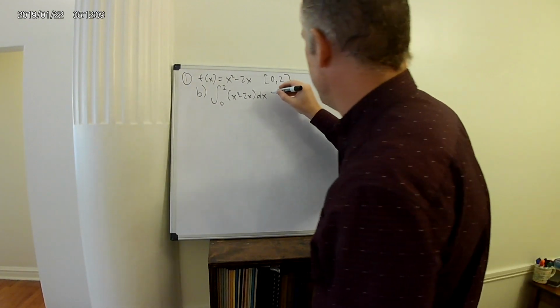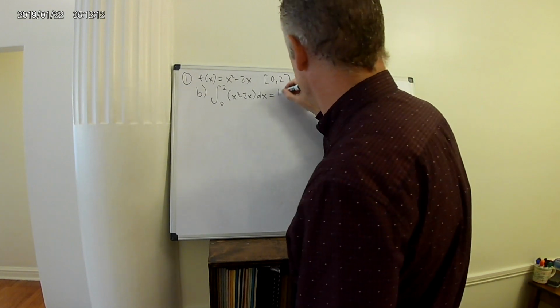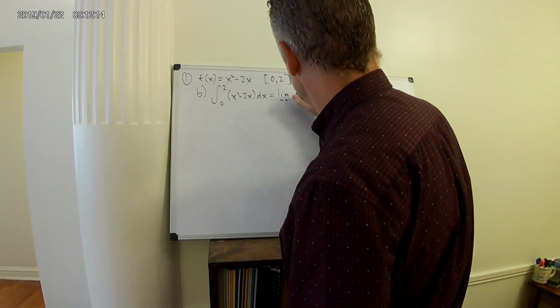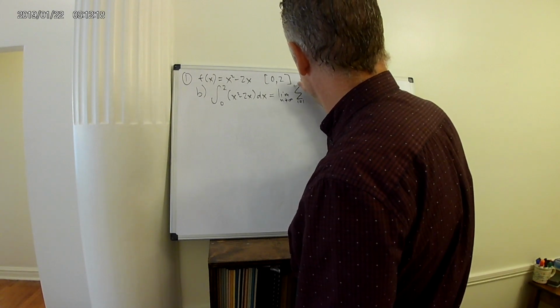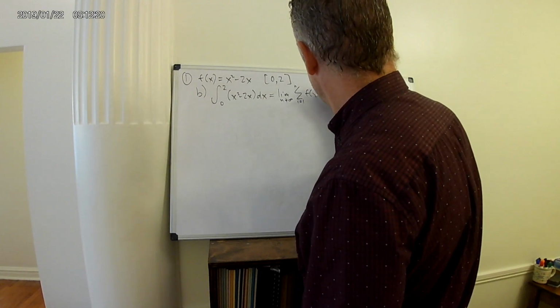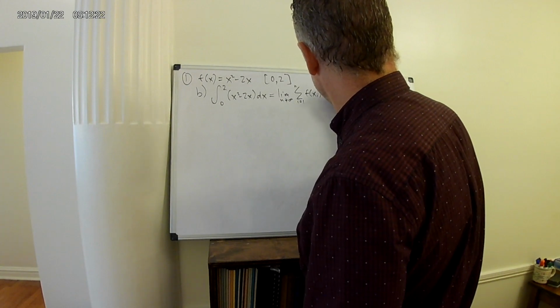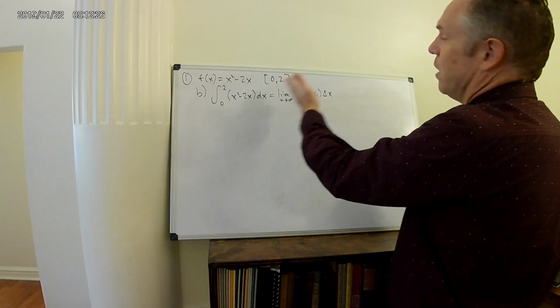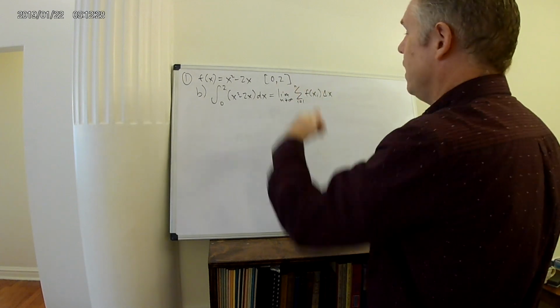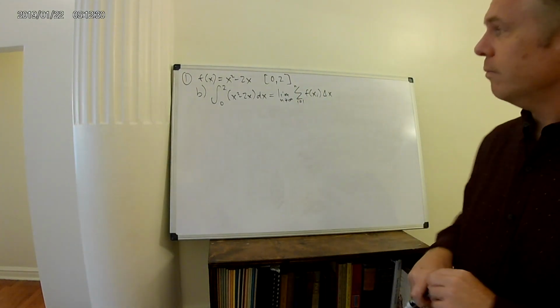Recall that the definition of a definite integral is the limit as n approaches infinity of the Riemann sum from i equals 1 to n of f of x sub i times delta x. This is the height of our rectangle, this is the width of a rectangle. We're summing up all the rectangles and taking the limit as n goes to infinity.